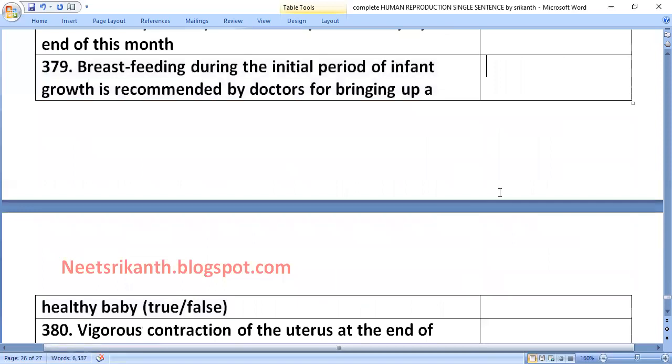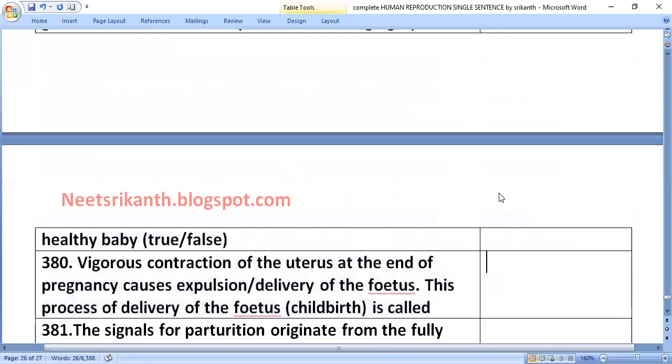Breastfeeding during the initial period of infant growth is recommended by doctors for bringing up a healthy baby. True or false? True. Vigorous contraction of the uterus at the end of pregnancy causes expulsion or delivery of the fetus. This process of delivery of the fetus, or childbirth, is called parturition.